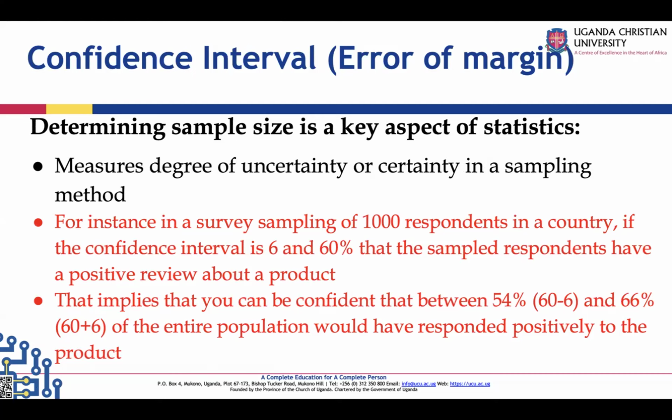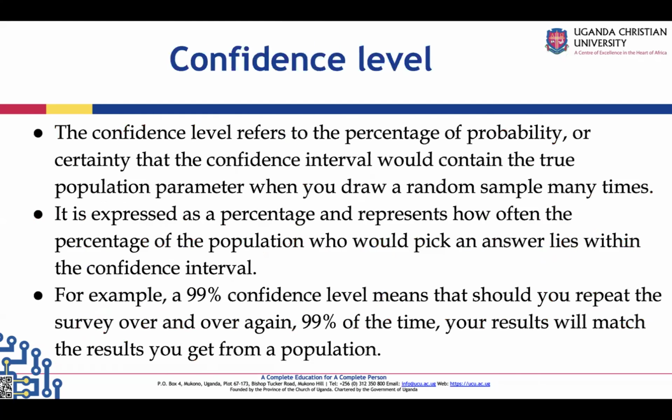For instance, if you have a survey sampling 1,000 respondents within a country, and you have a confidence interval of 6 around the 60% of the sampled respondents that are showing you that they have a positive review about that product, that implies that, to infer it to the entire population of that country, anywhere from 54%, which is 60 minus 6, to 66%, which is 60 plus 6, of that entire population feels positively about that product.